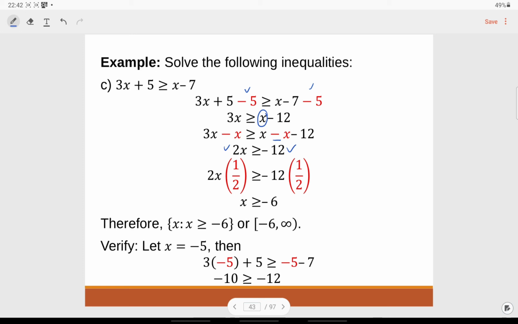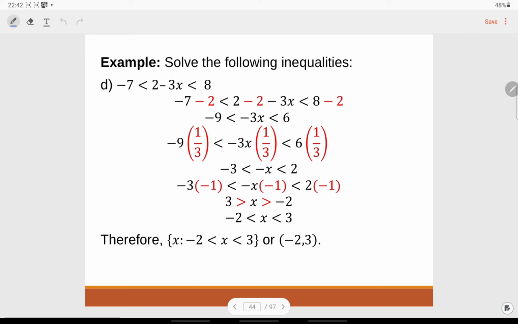So it's very easy to eliminate 2 by multiplying both sides by half. Again, because half is greater than 0, we maintain the inequality sign. So it is x greater than or equal to negative 6 as the answer. You also can verify the answer.